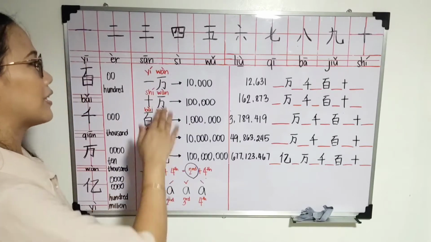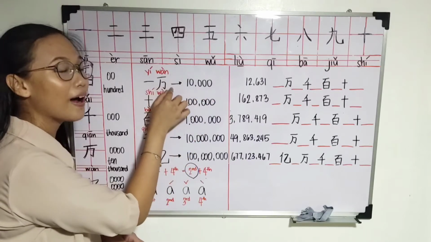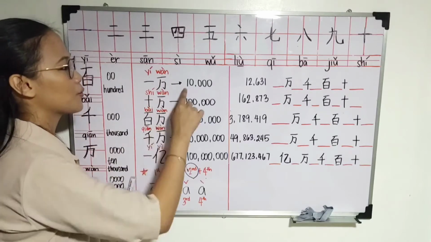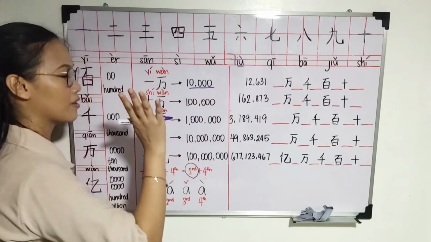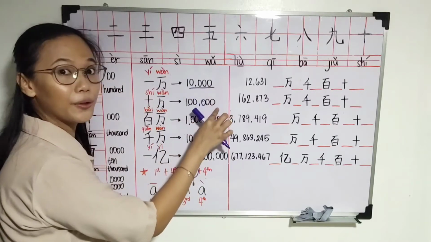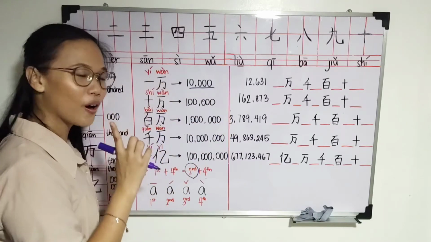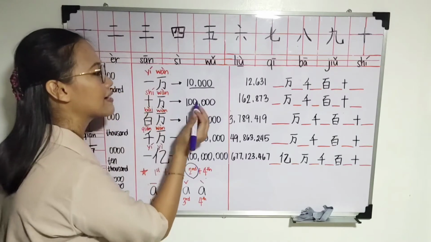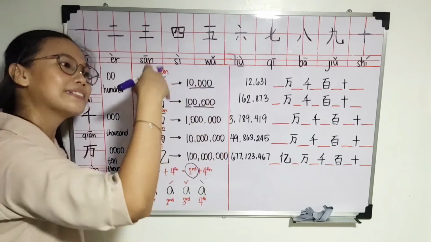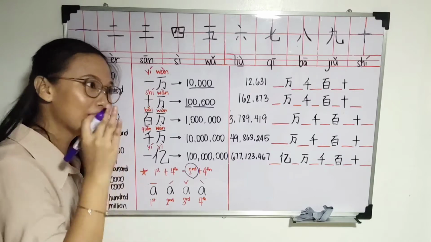Let's start. 10,000, that's 4 zeros, is 1 ten-thousand. Next, 100,000. We increased 1 zero, right? It is not read as 1 ten-thousand, that's wrong. It is read as 10 ten-thousands. So, there are 10,000s inside 100,000. That's how we write it.